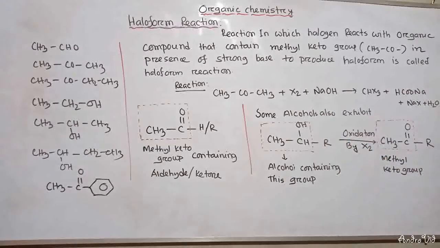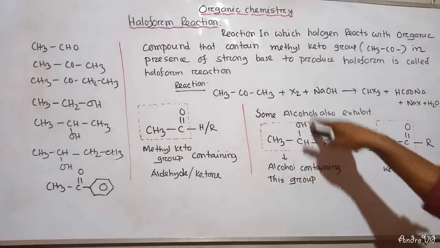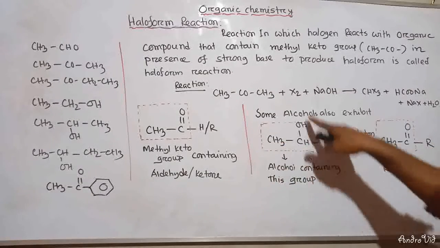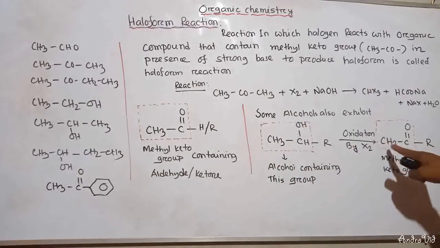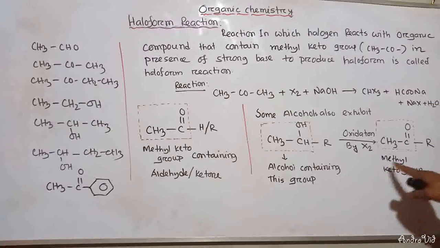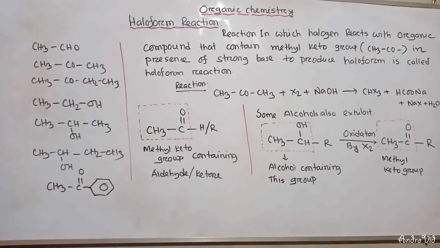By this way the CHOH portion will be converted to CO, then the CH3CHOH group will be converted to CH3CO. By this way you will be able to get the methyl keto group, and that's why the alcohol that contains the CH3CHOH group can also participate in the haloform reaction. So these are the compounds that can participate in the haloform reaction, because all of them contain a methyl keto group.